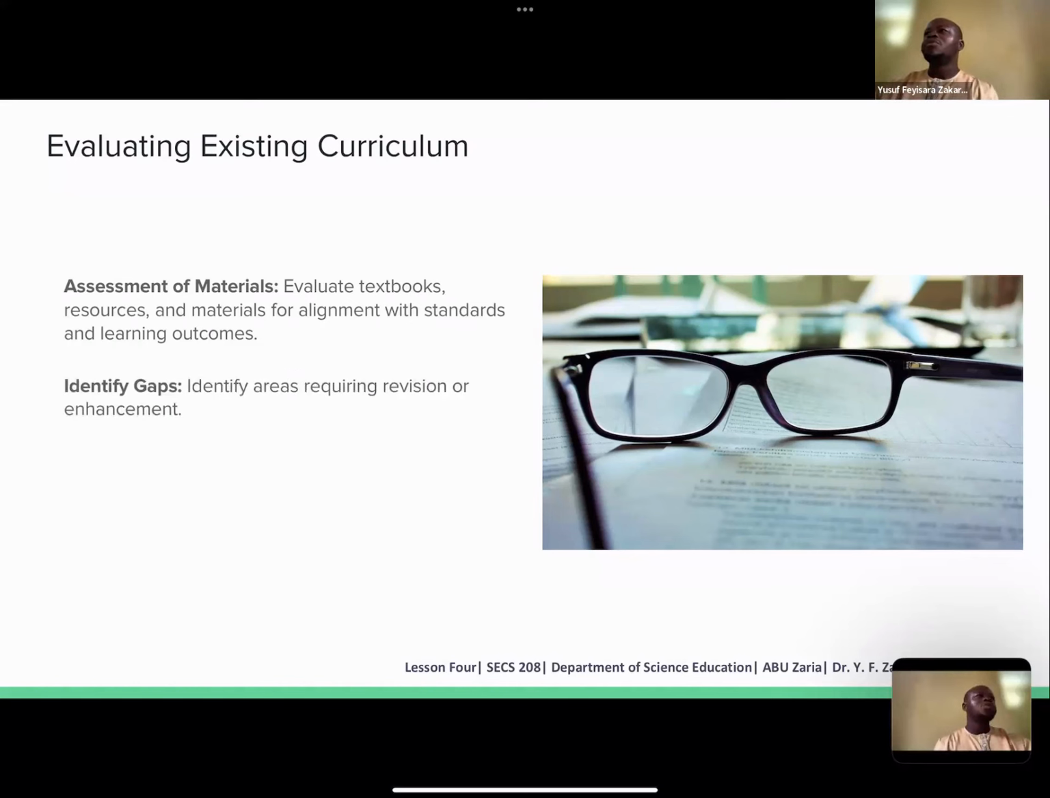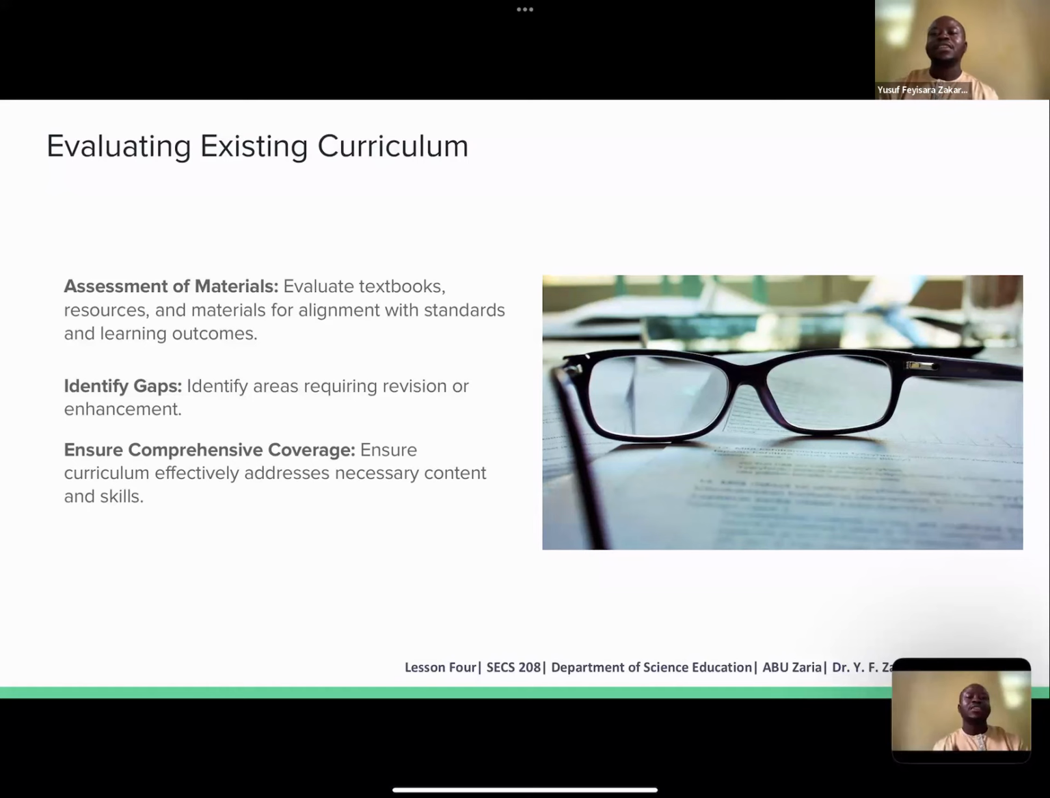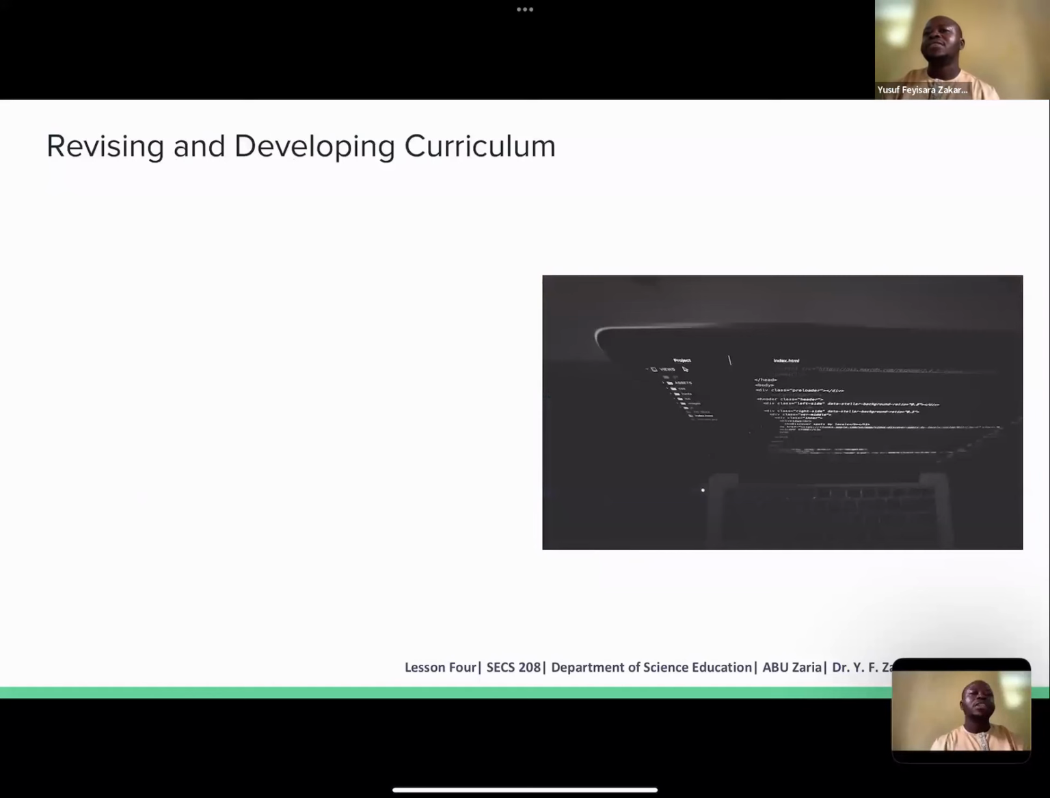Okay, all of you have covered this area, but you have not covered this place. All of you have covered this place, but you don't cover it enough. So you identify the gap. Then after that, you ensure comprehensive coverage, the coverage between the content in the national standards and the content in the textbooks. As soon as you've done that, you need to revise and develop the new curriculum. You identify the standard, you formulate your learning outcomes, you evaluate the existing system, now you revise your curriculum.